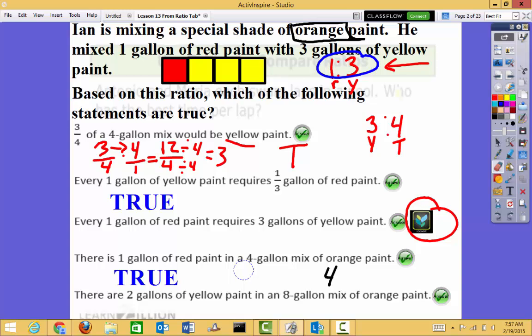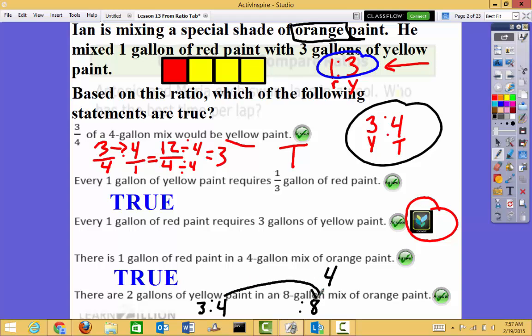There are 2 gallons of yellow paint and an 8-gallon mix of orange paint. Well, what have I done here? Well, I started with my ratio 3 to 4 right here. That's my yellow to total. But now I'm doubling it. So this 4 has now become an 8. How did I make that 4 become an 8? Well, I multiplied by 2.